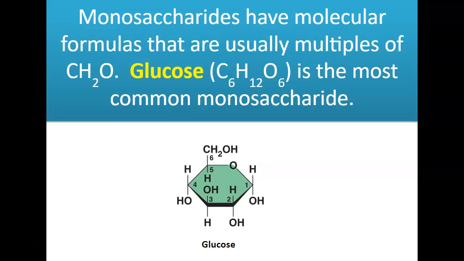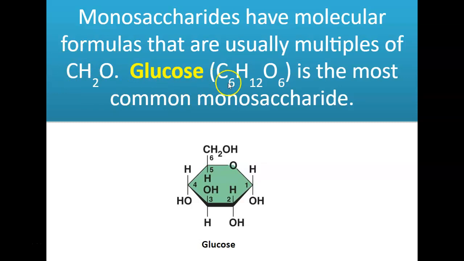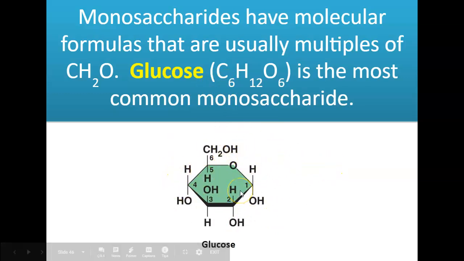Monosaccharides have a basic formula. So it's some multiple of this, CH2O. So the most common one I would say is glucose, and that would be C6H12O6. And here's what its structure looks like. You can see that almost all of them have this ring-like structure of 6 carbons in this case.